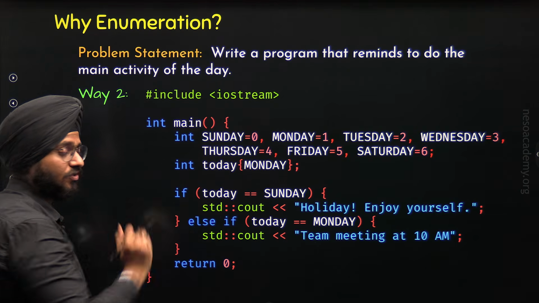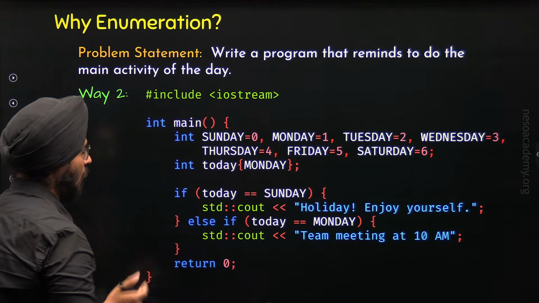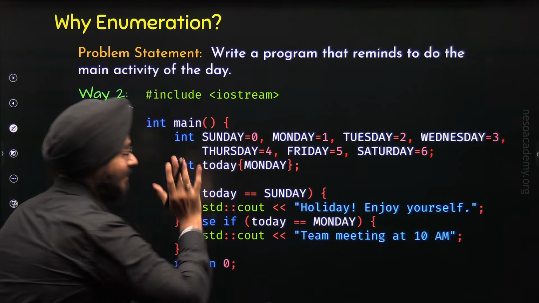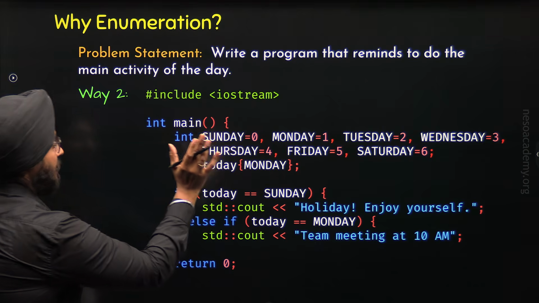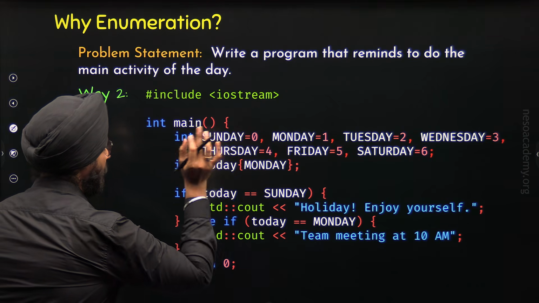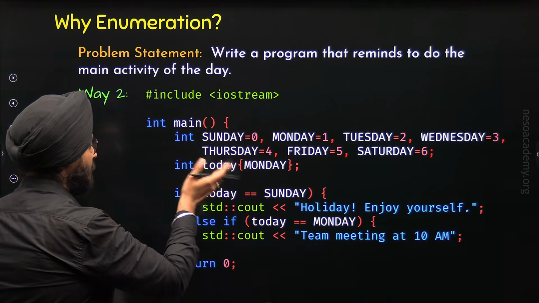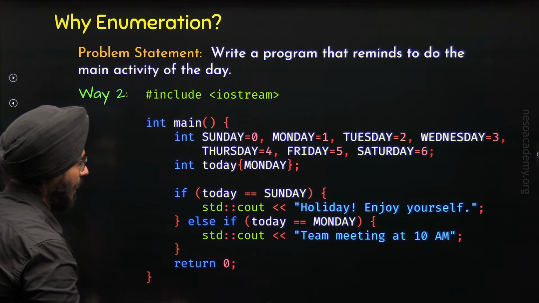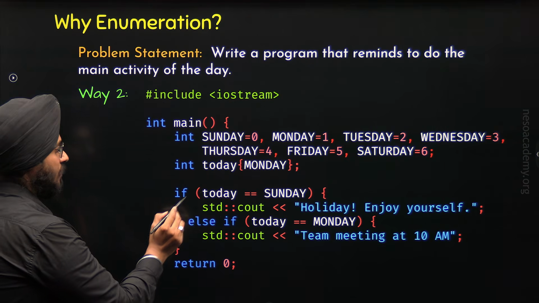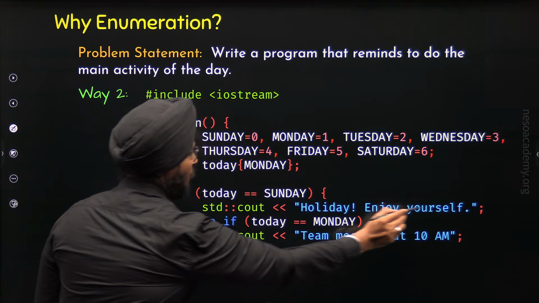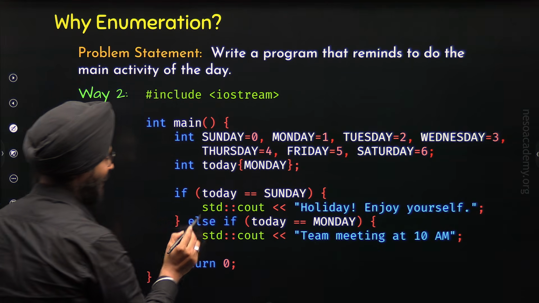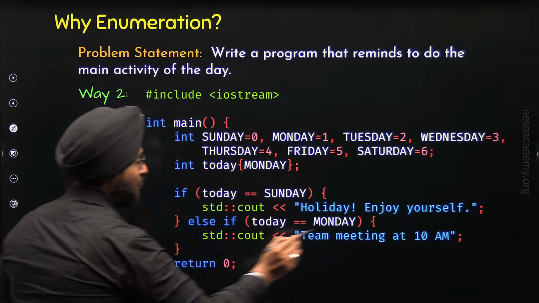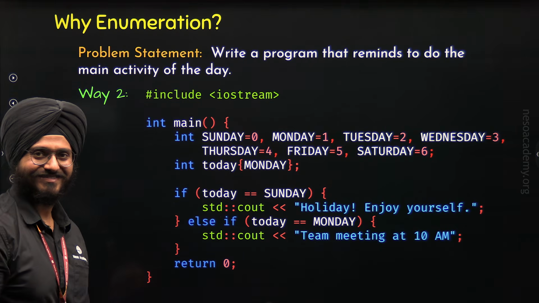Now this is making more sense. If someone reads my code, then he or she will be able to understand that today is Monday. Now, with the help of this constant variable, we are making it clear what is the meaning of variable today. Also here, I am checking this condition. If today is Sunday, then this code will be executed. Otherwise, if today is Monday, then this code will be executed.